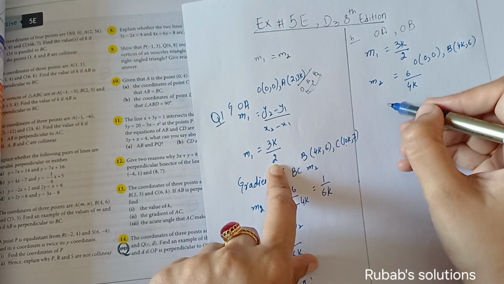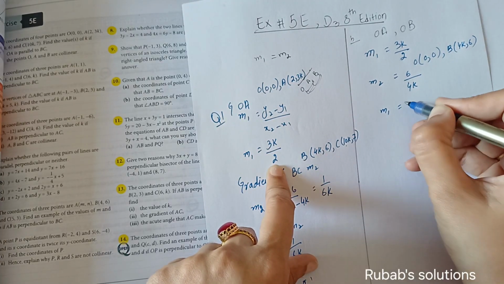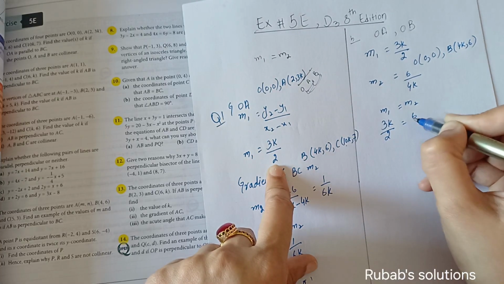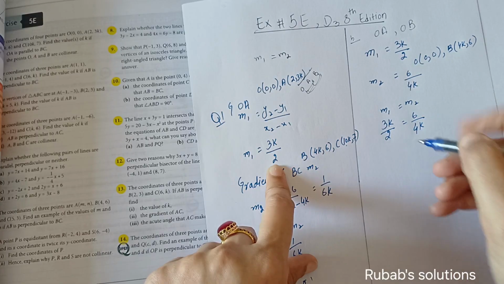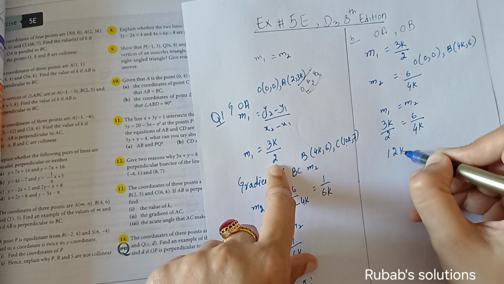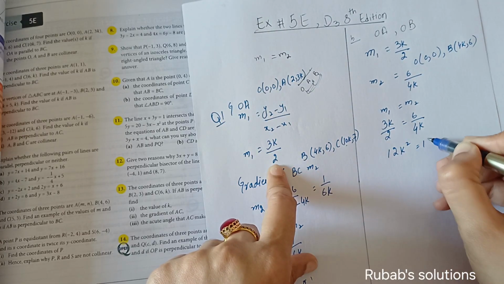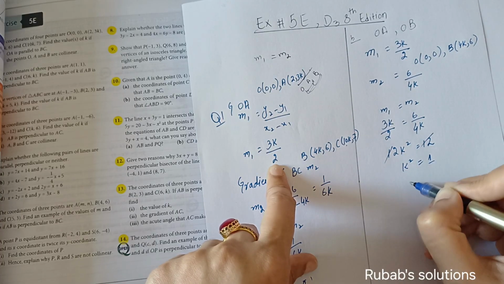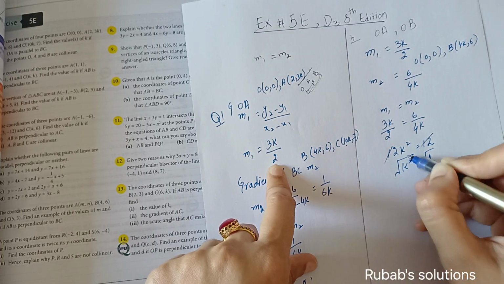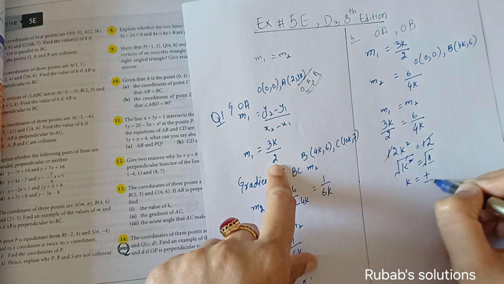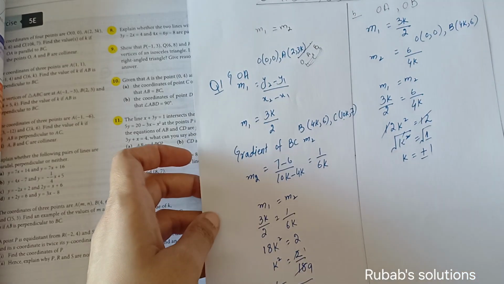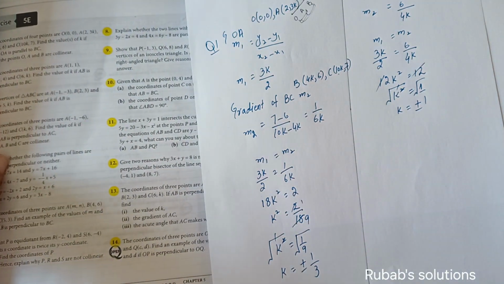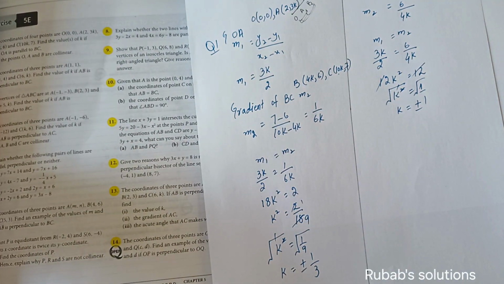According to the given condition, they both will be the same. M1 is equal to M2 because they are collinear. 3k by 2 is equal to 6 by 4k. Doing cross multiplication, it will become 12k square is equal to 6 multiplied with 2, which is 12. K square is equal to 12 by 12, so 1. Taking square root on both sides, k is equal to plus minus 1. Remember that whenever there is a square root, you have to put a plus minus sign. Otherwise you will have only one answer, which will be considered wrong.